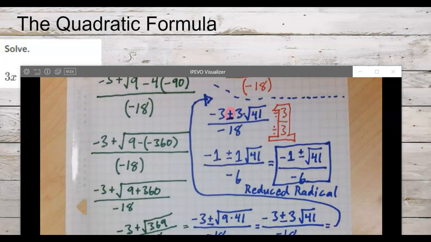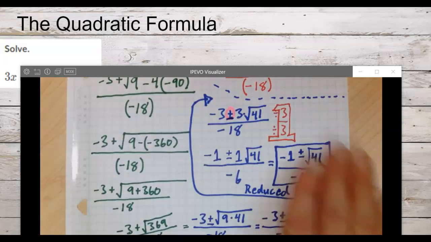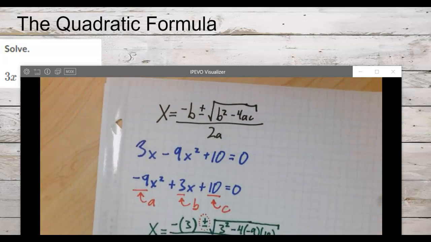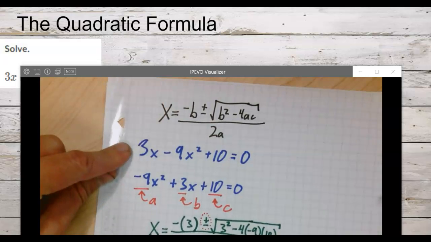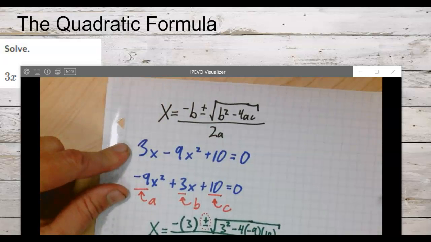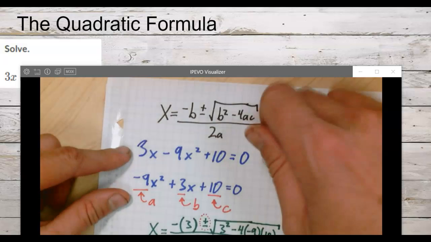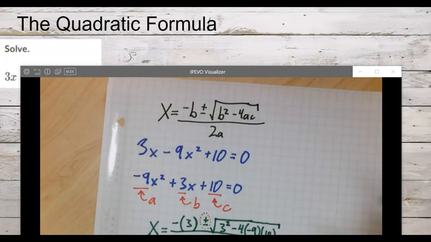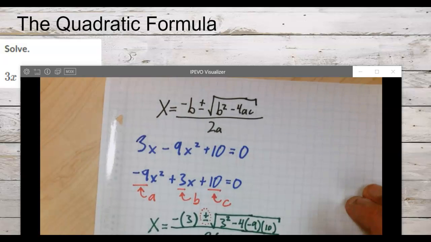So before we move on, are there any questions on this process of applying the formula to solve a quadratic equation that we can't figure out any other way to solve? We're getting into the nitty-gritty, Mr. Estes.